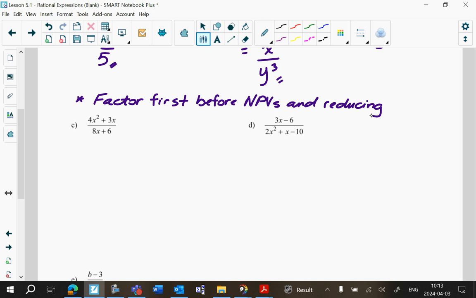So remember the types of factoring you have. You got GCF, you got trinomials, two types. You got difference of squares. Well, these aren't trinomials. So what do you think? GCF, what can I take out of, let's do the numerator. What can I take out? What's the most I can take out of 4x squared and 3x? Just x. What's left after I divide it out? 4x plus 3.